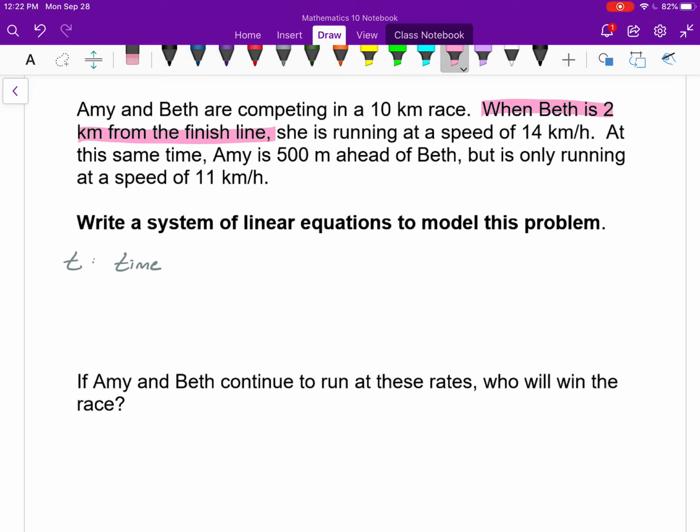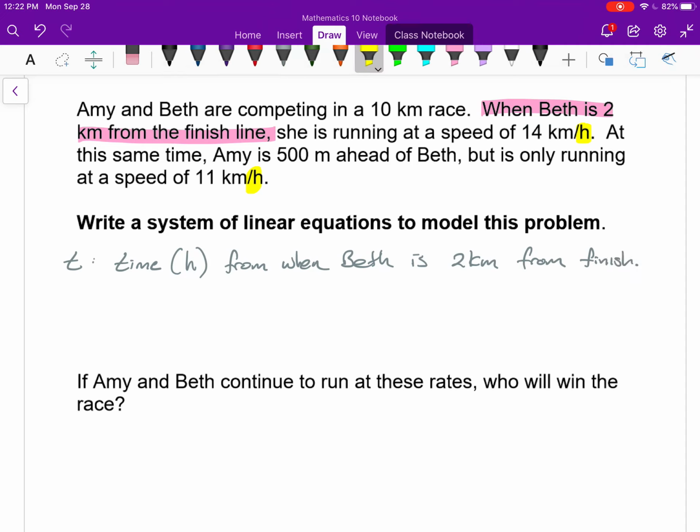So t is going to be time, but not time from the start of the race, not the time of day, but the time in hours. I want hours because my units of speed are in kilometers per hour. So I want time in hours from the moment the question started. So when did the question start? The question starts when Beth is 2 kilometers from the finish line. So time from when Beth is 2 kilometers from the finish.